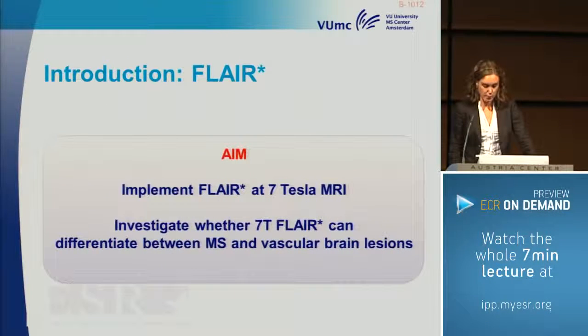This led to the following aim of our study: to implement the Flare Star technique at 7 Tesla MRI and to investigate whether the 7 Tesla Flare Star can help in the differentiation between MS and vascular lesions.